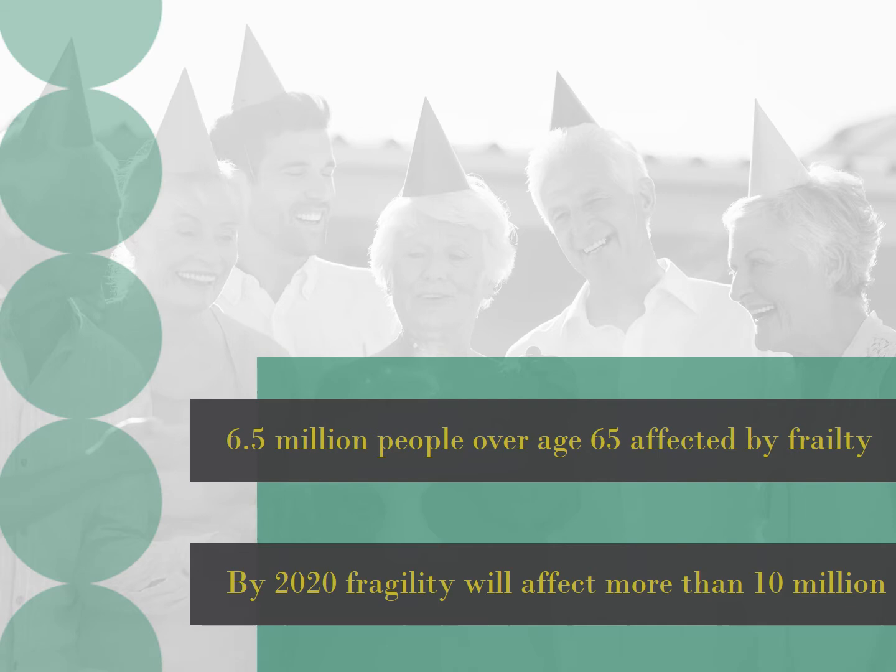Currently, there are 6.5 million elders over the age of 65 that are affected by frailty. But by 2020, frailty will affect more than 10 million. And you all are familiar, based on learning activities and assignments in your earlier modules, that this baby boom generation is about to transform into the largest elderly population in human history. And that's coming this century, beginning in a couple of years, as a matter of fact.